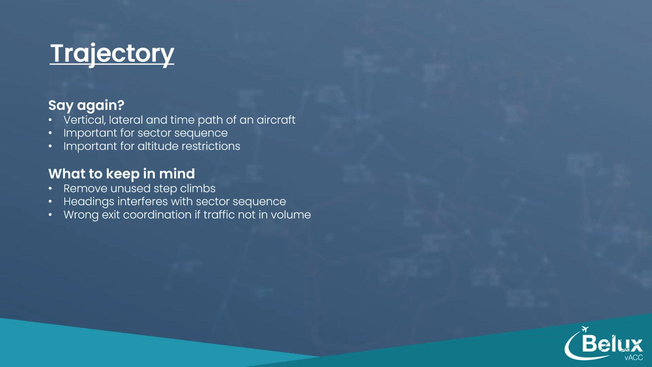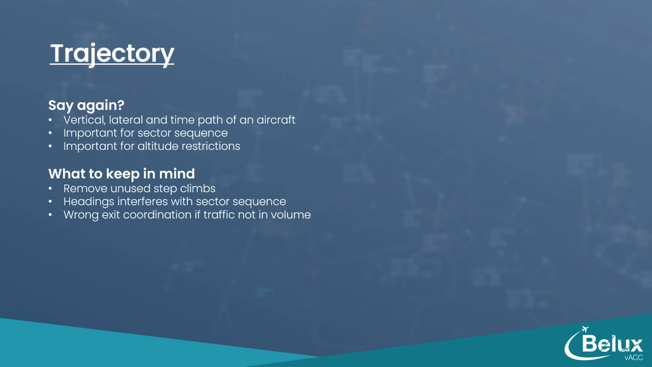This is very irritating for controllers, because if they come into your airspace, you will sometimes see that their sector exit level is super low, which is not according to LOAs and all that stuff. And then you need to have a look in the route and remove all the unused step climbs. This will otherwise make your trajectory not correct. If you give headings, this will also interfere with the sector sequence. For example, with London, if they have all the sectors online, it's really based on the trajectory.